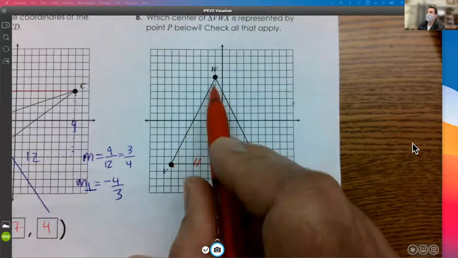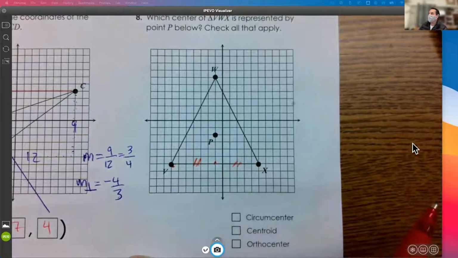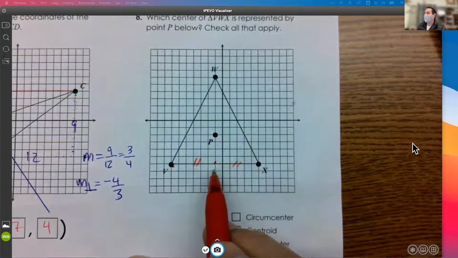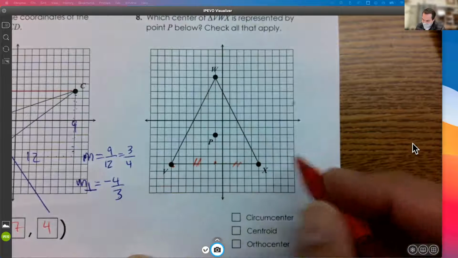What kind of triangle is this? It's an isosceles triangle. So this is going to mess with us because it's not only a perpendicular bisector and a median, it's also an altitude and an angle bisector. So if this one doesn't help us in any way, we have to go this way.